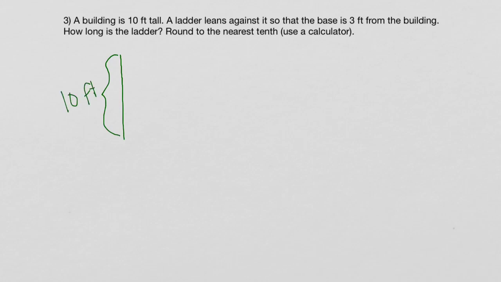And it says that the ladder is leaning against it so that the base is 3 feet from the building. So let's say it's leaning against the building like this. Here's my ladder. I'm going to try to draw a little ladder here. And this distance, I know it doesn't look necessarily in scale, but we're going to call that 3 feet.